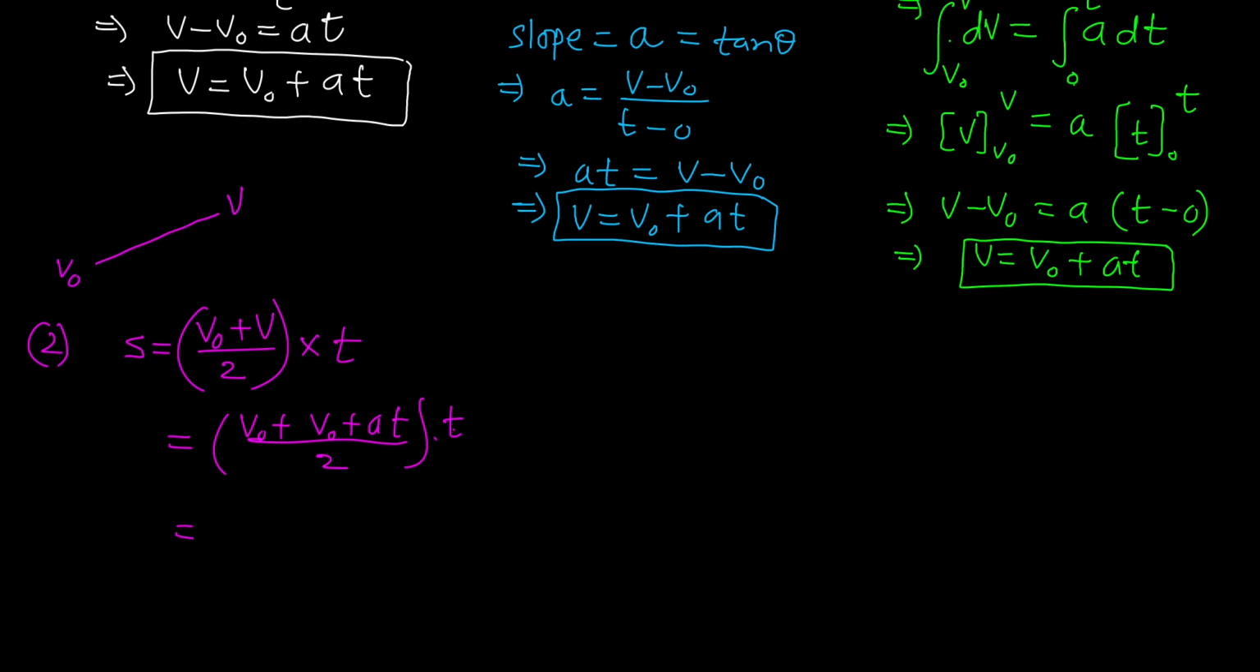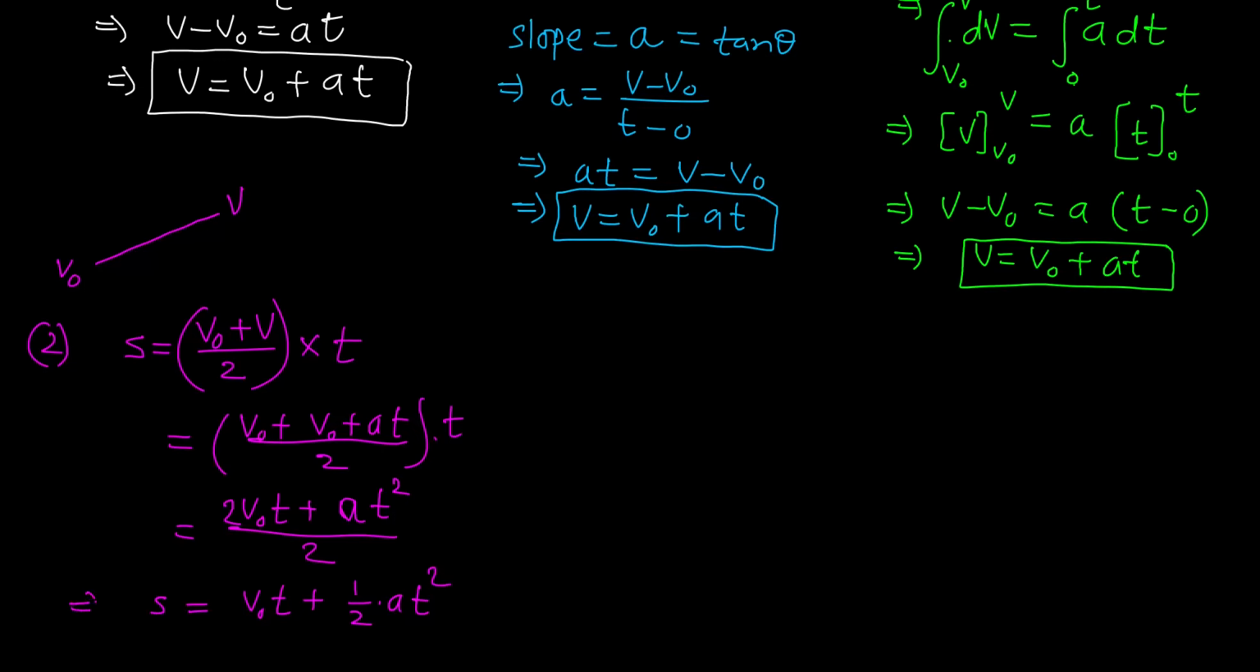So you can multiply this t inside, then it will be v naught t plus, sorry, you can write this as v naught plus v naught, that will be 2v naught, right? 2v naught into t, plus the second term will be a into t, which is a t square, divided by 2. So if you split these two terms in the numerator and divide by 2, the first term will become 2v naught t upon 2, that is v naught t, plus the second term will be half times a t square.